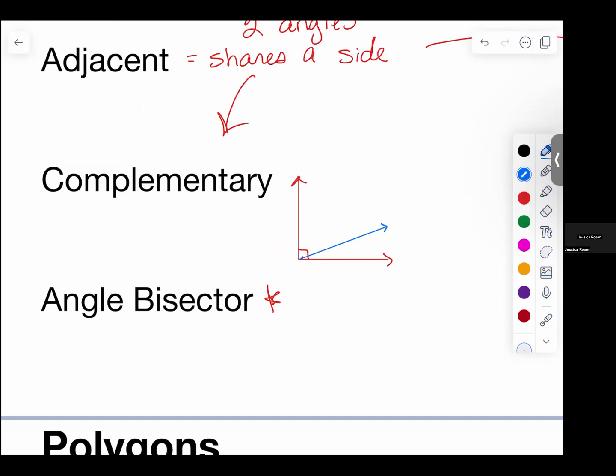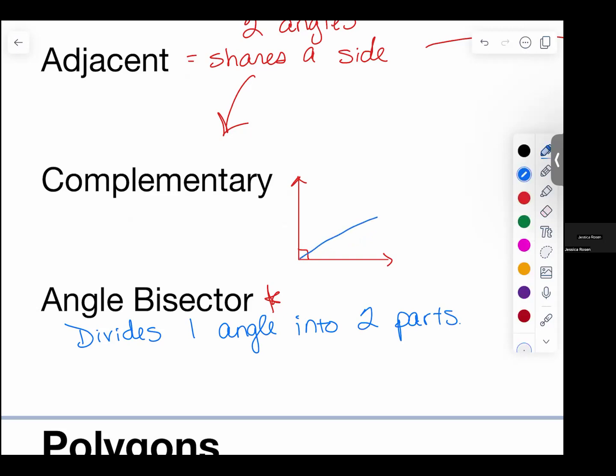So what we need to know here is an angle bisector divides one angle into two parts. Now, sometimes it's a bisector, sometimes it just cuts it in different pieces. If it's a bisector, that means two pieces. We're going to cut it into two separate pieces. Usually they're going to be equal, okay? But again, we'll get to those examples at this point. But a bisector is going to cut one angle into two pieces.